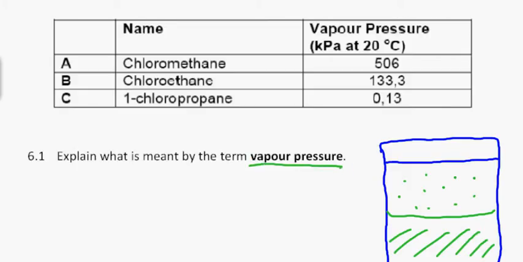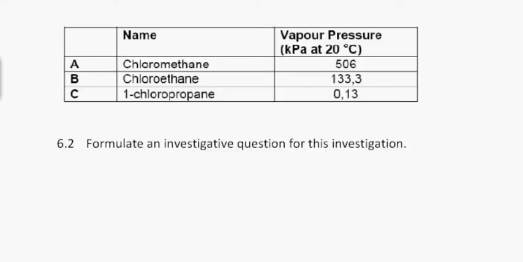So in terms of answering the question then, what's meant by vapor pressure? Vapor pressure refers to the pressure that's exerted by an evaporated liquid within a closed container. So it's the pressure exerted by an evaporated liquid in a closed container. Question 6.2 asks us to formulate an investigative question for this investigation.